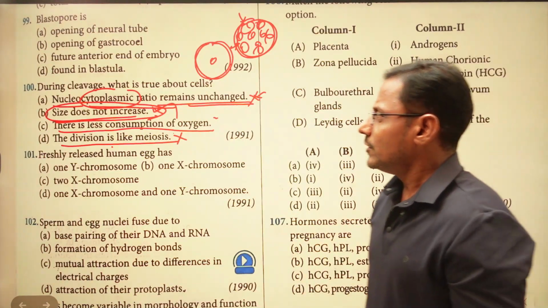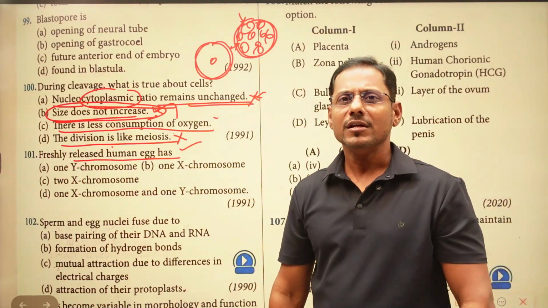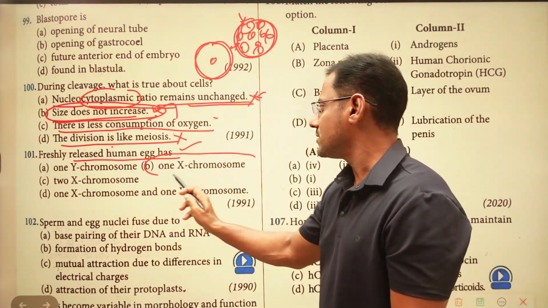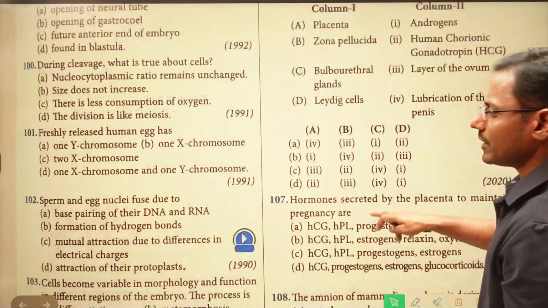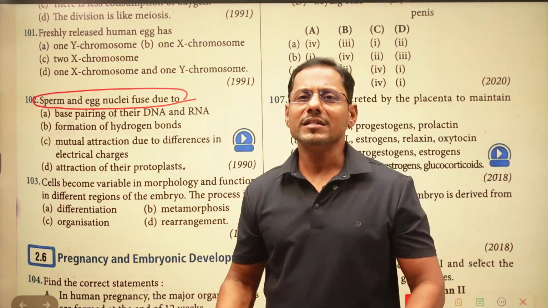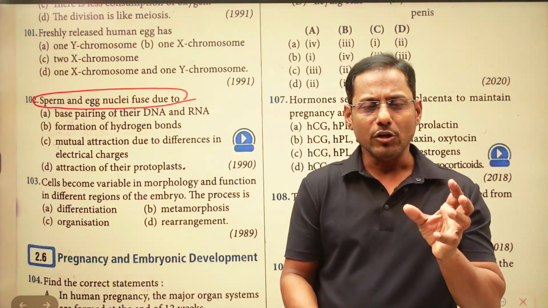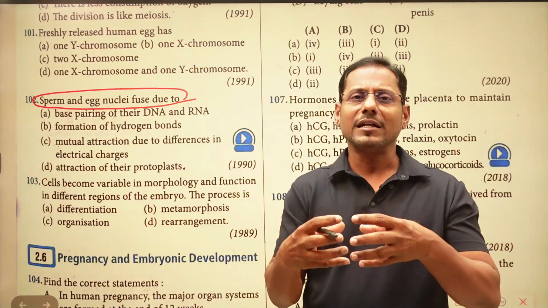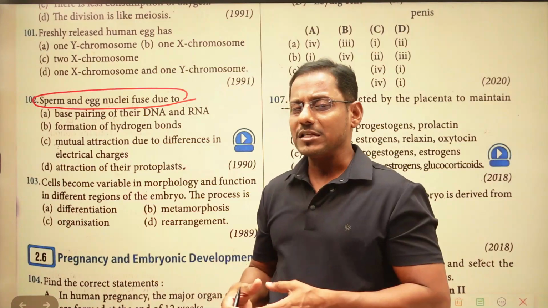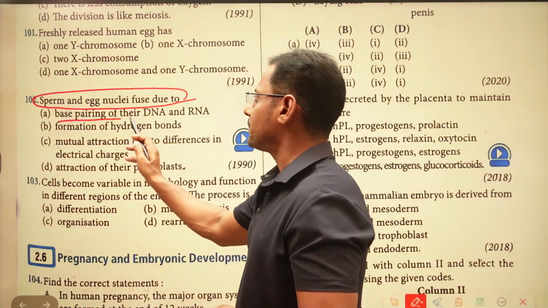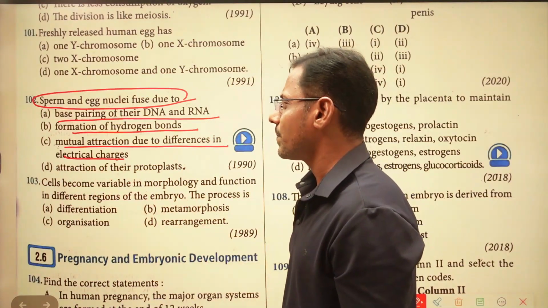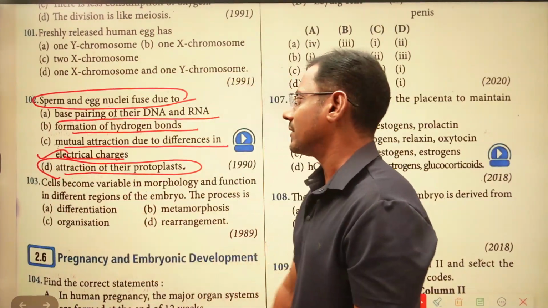Okay, and next, freshly released human egg generally contains 22 autosomes with an X chromosome. Only one X chromosome is present in the egg. So this is the right answer about the freshly released human egg. Sperm and egg nuclei fuse due to attraction between the cytoplasm of the egg and the cytoplasm of the sperm. These two cytoplasms we call protoplast. Base pairing of their DNA and RNA, formation of hydrogen bonds, mutual attraction due to differences in electrical charges, attraction of their protoplast. This is the correct answer.